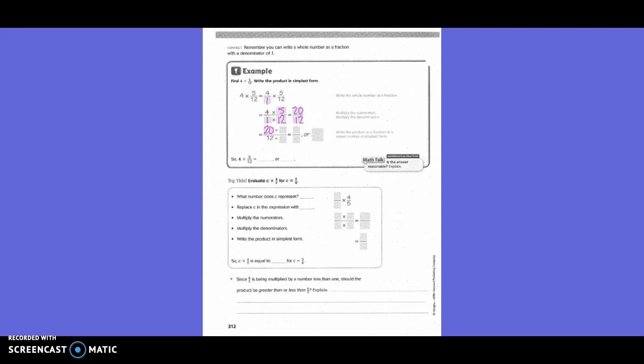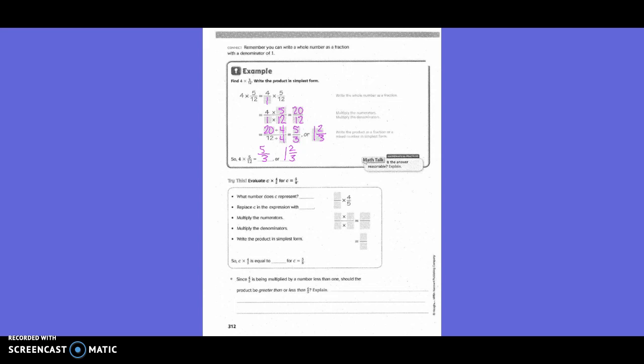What goes into both 20 and 12? 4. So we're going to divide by 4 on the top. And we're going to divide by 4 on the bottom, because what you do to one, you have to do to the other, right? So 20 divided by 4 is 5. 12 divided by 4 is 3. So 5/3 also equals 1 2/3. So 4 times 5/12 equals 5/3 or 1 2/3.